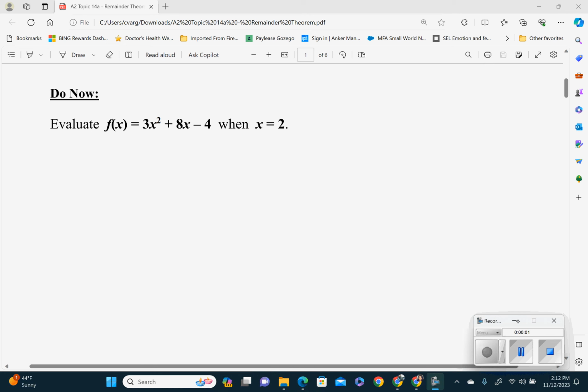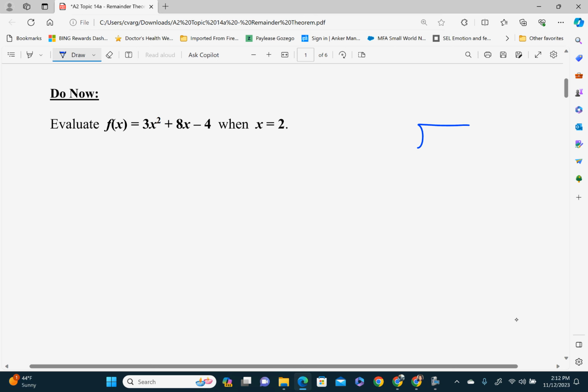Alrighty. So we're doing something called the remainder theorem. So remainder, right? Just to refresh your memory real quick, what is a remainder? If you have 8 divided by 2, 2 goes into 8 4 times. 4 times 2 is 8. 8 minus 8 is 0, and there is a remainder of 0.